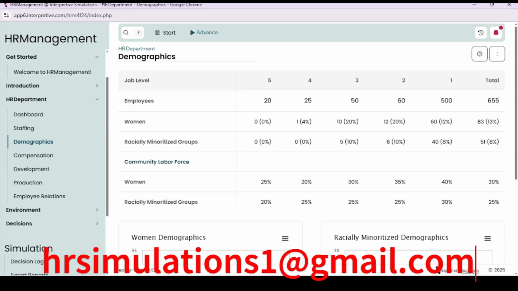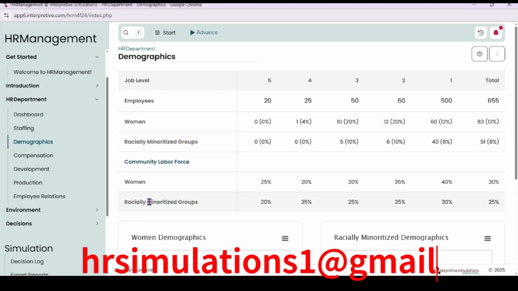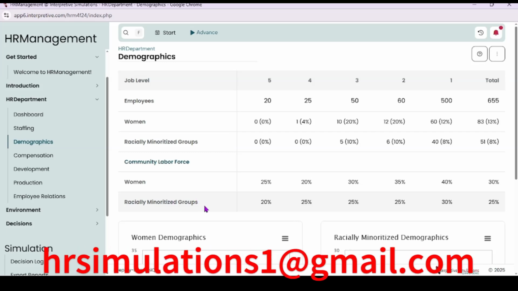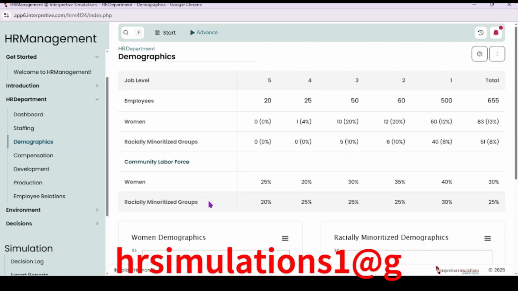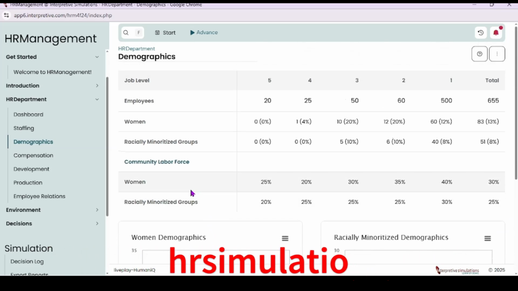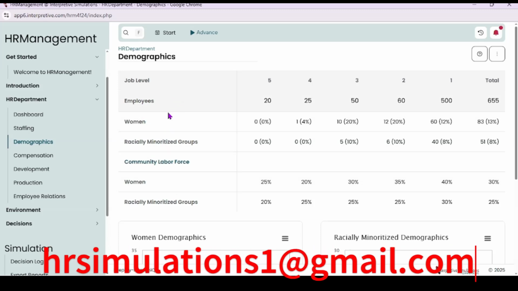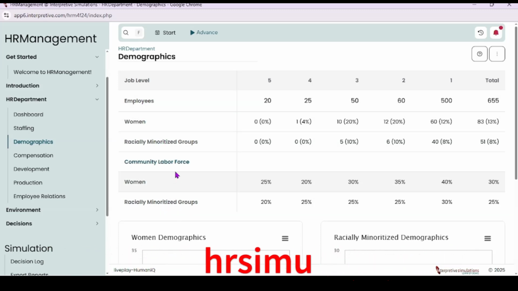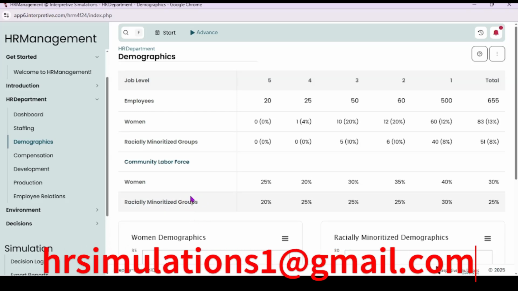Next, the demographics. Now the demographics, we're talking about the people being divided into groups. So you can see here the women, racially minorized groups, community labor force. When you talk about the demographics, maybe you're talking about the gender, or the age, and maybe if people have disabilities or not. So you can see the employees that you have, how many are women, how many are racially minorized, all that.